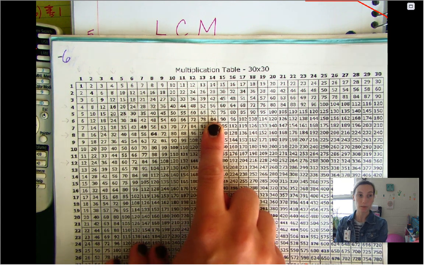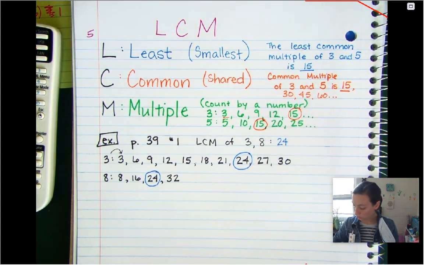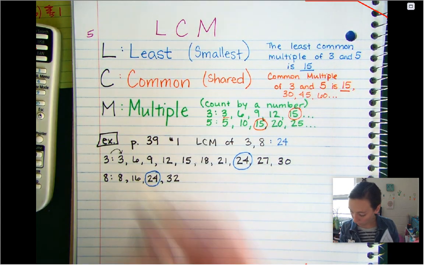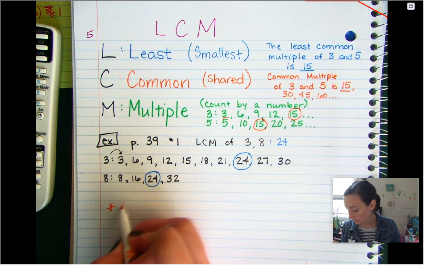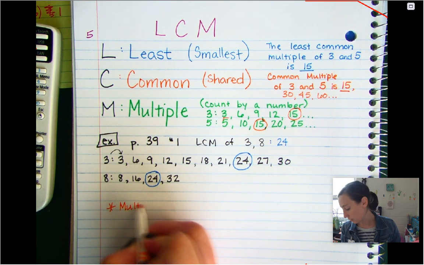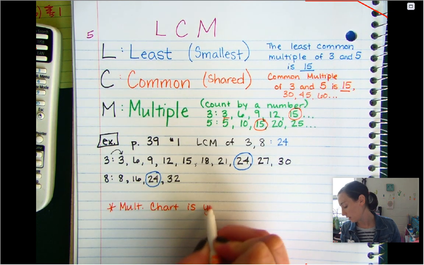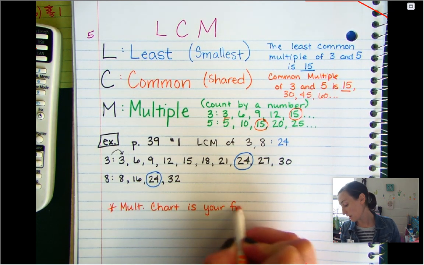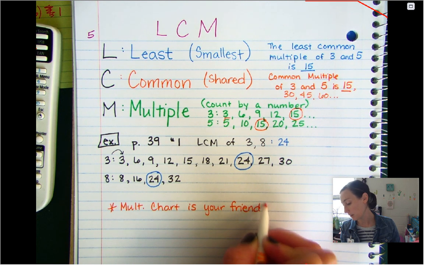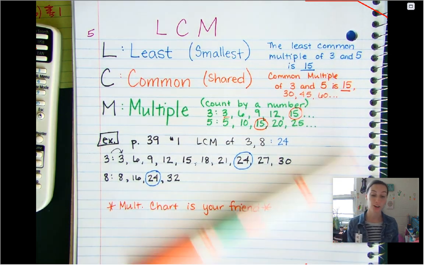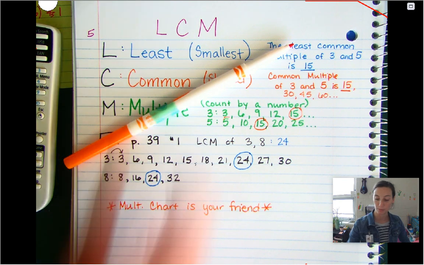Okay, so I just want to make a quick note to self. Multiplication chart is your friend. So your factor table was your BFF with greatest common factor. Your multiplication chart is your BFF with least common multiple.